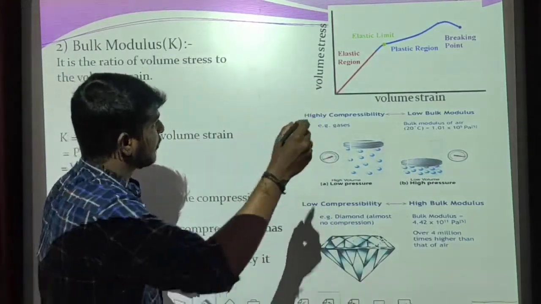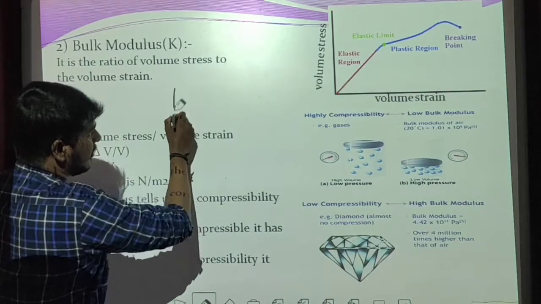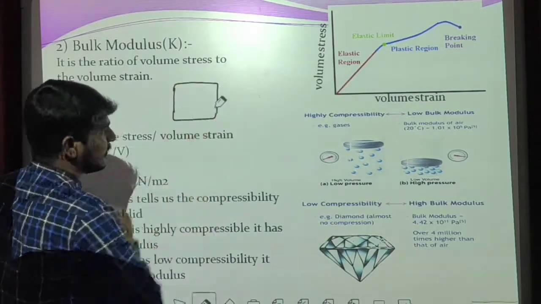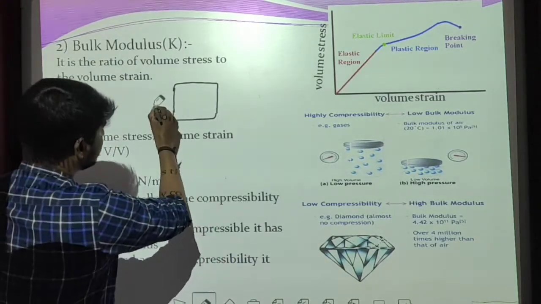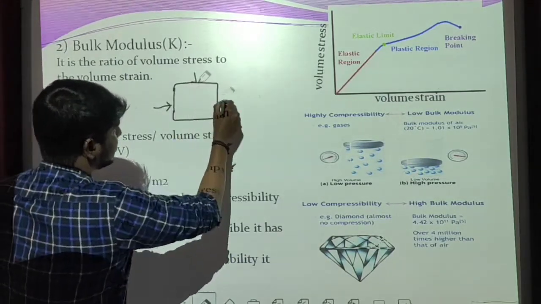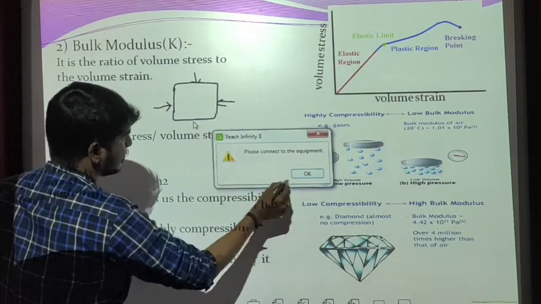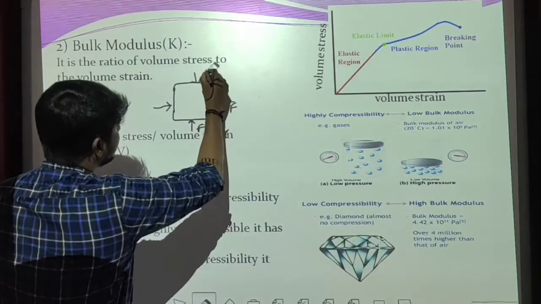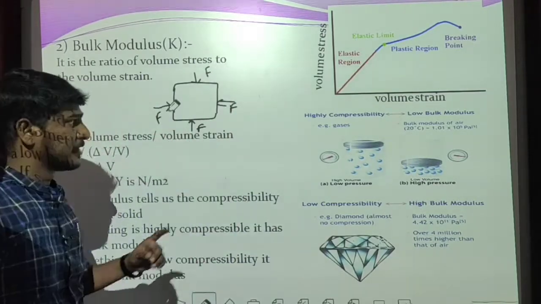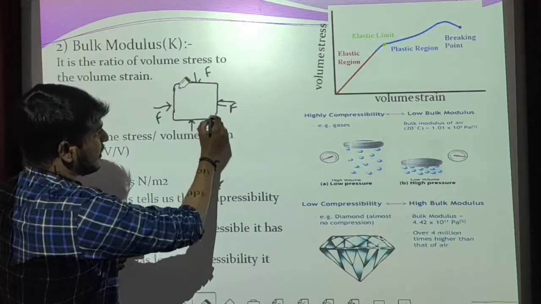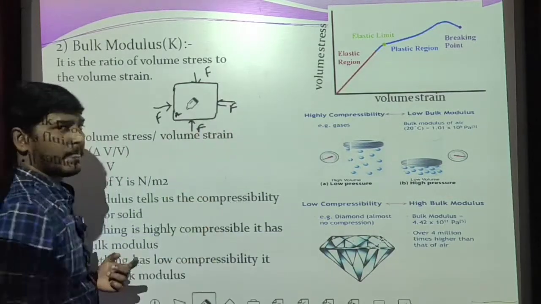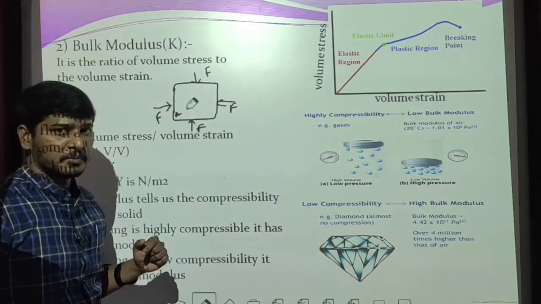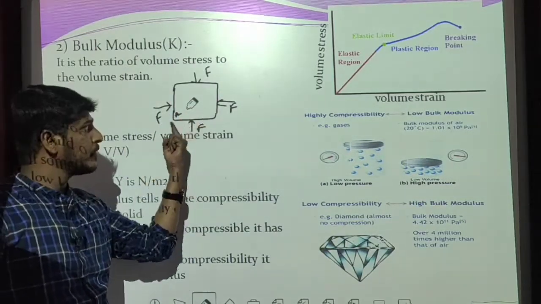Here what I am going to do, I am going to take one object, then I am going to apply force in all directions. Then what happens? This is the area of cross section. Then after applying this deforming force, this body undergoes deformation. That is, there is change in volume of this object.